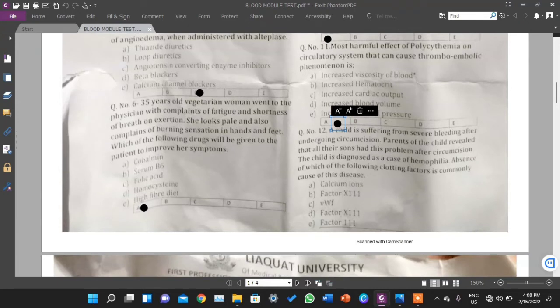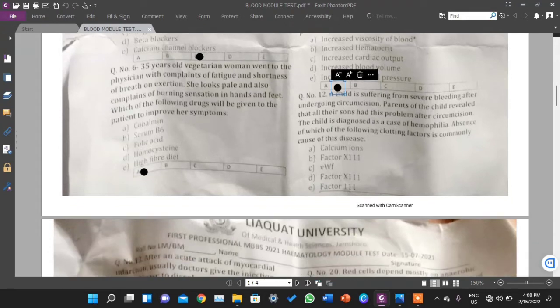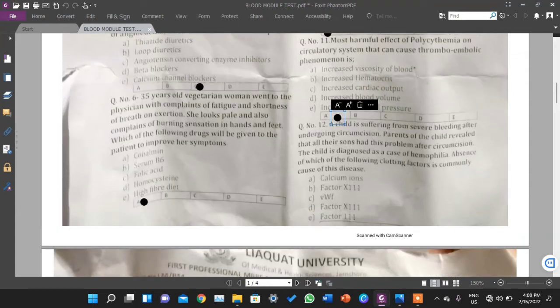Now question number 12, the child is suffering from severe bleeding after undergoing circumcision. Parents of the child revealed that all their sons had this problem after circumcision. The child is diagnosed with a case of hemophilia. Absence of which of the following clotting factors commonly causes this disease? A, calcium ions, factor 13, von Willebrand factor, factor 13, or factor 3. These options have some mistakes because factor 13 is written 2 times, while there is no factor 8, which is deficient in hemophilia. So it's going to be factor 8.